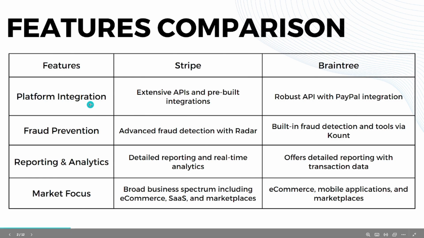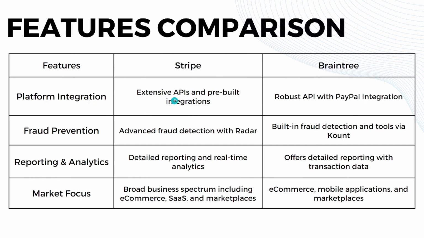And for the platform integration, Stripe has extensive APIs and pre-built integrations. Same thing with Braintree, they have a robust API with PayPal integration. So when it comes to fraud prevention, Stripe has advanced detection with Radar, while Braintree has built-in fraud detection and tools via Kount. So another third-party integration. So when it comes to reporting and analytics, Stripe has detailed reporting and real-time analytics, while Braintree offers detailed reporting with transaction data.